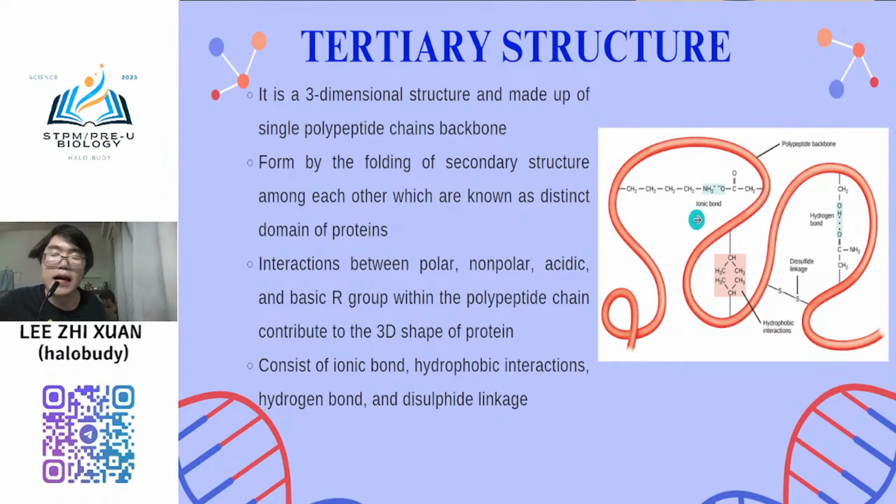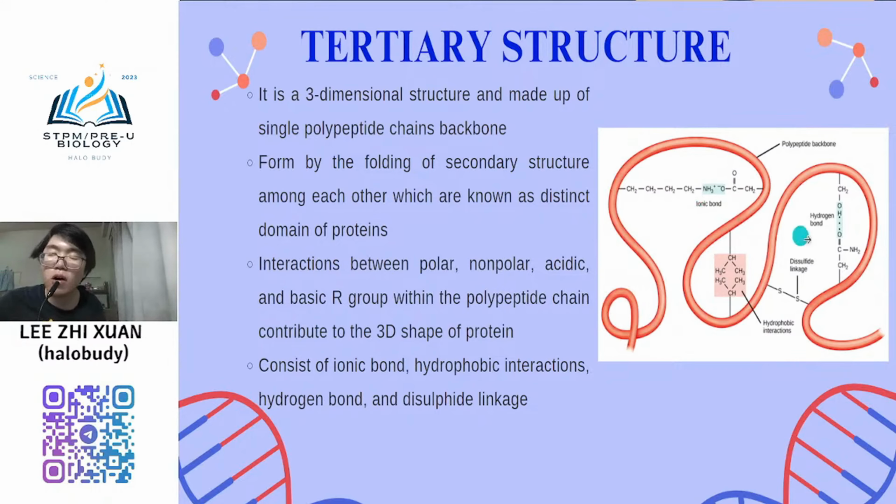And another one is the ionic bond. They can also form an ionic bond here, if they have different charges. If they are positively charged and negatively charged amino acids, the side chains, not all of them are side chains.